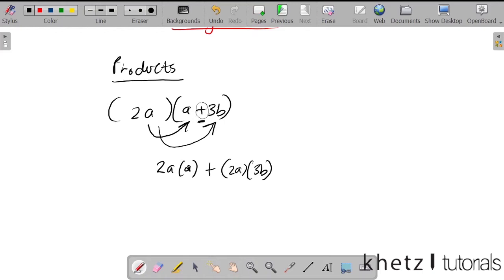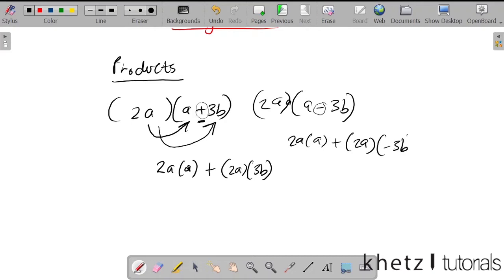If it were negative, let's say 2a multiplied by a subtract 3b, then you take 2a as it is and carry the sign associated with the 3b. Or you can take that sign to the outside and multiply through right away, saying negative over there so that this can be positive. You should get the same answer.